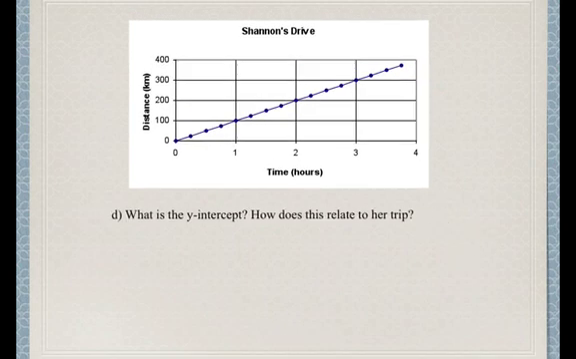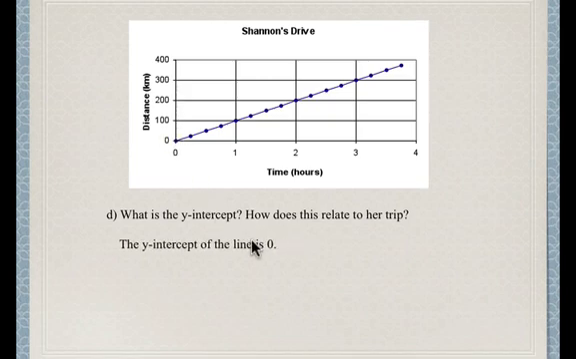So the next question was, what is the y-intercept and how does this relate to her trip? Well, if we look at where it crosses the y-axis, or where it crosses the vertical axis, the y-intercept of the line is 0. And so this means if Shannon travels for 0 hours, she hasn't moved anywhere. In other words, she's sitting in her driveway in her car.